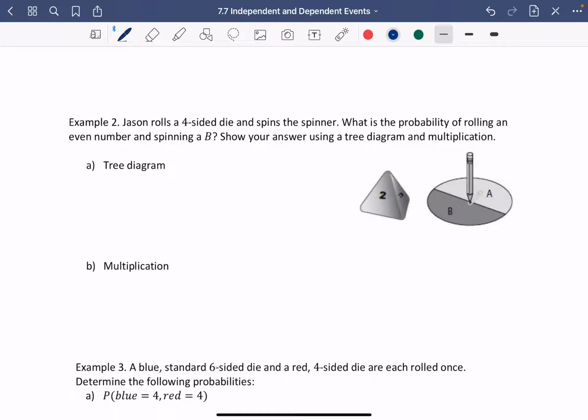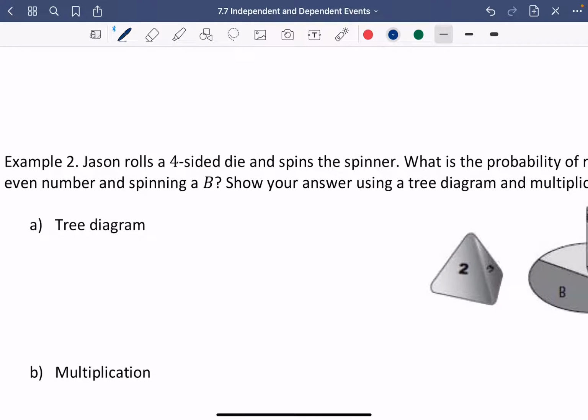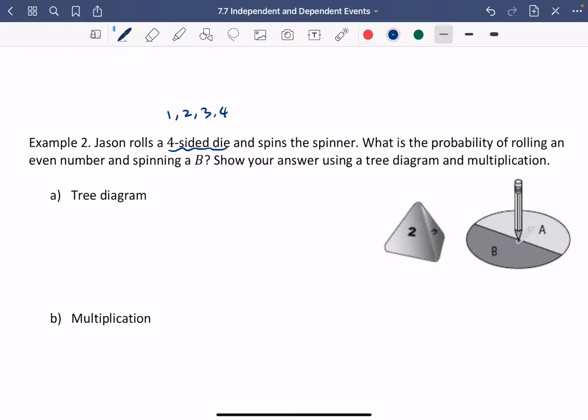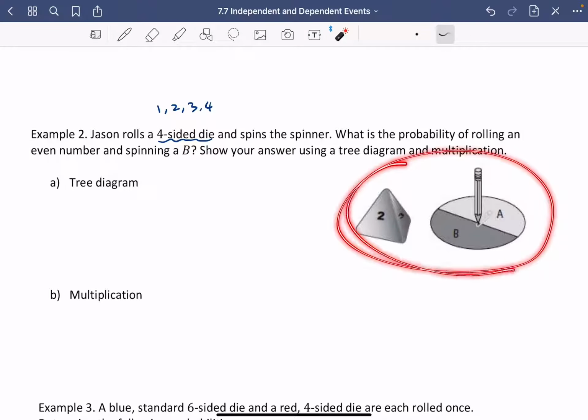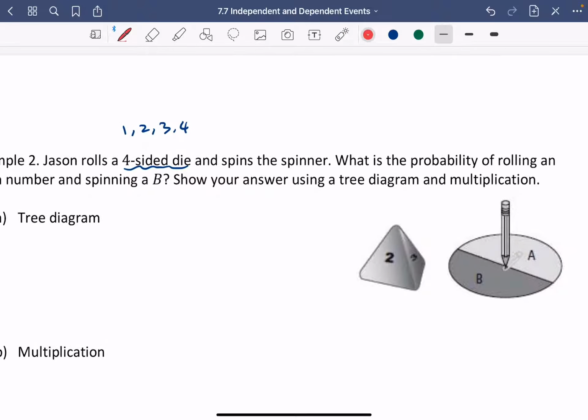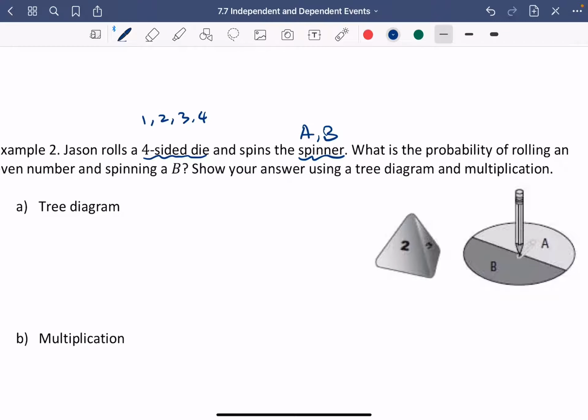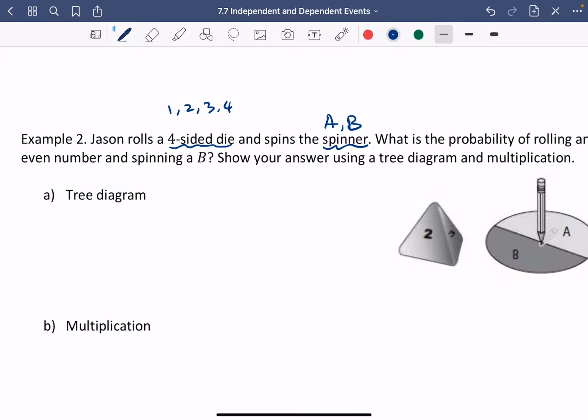Second example says Jason rolls a 4-sided die. 4-sided die, so each side will consist of a number from 1 to 4. So this will be 1, 2, 3, or 4. And spin the spinner. The spinner is shown here. This is the spinner. We only have 2 choices, either A or B. So the question is, what is the probability of rolling an even number and spin a B? Show your answer using a tree diagram and multiplication.